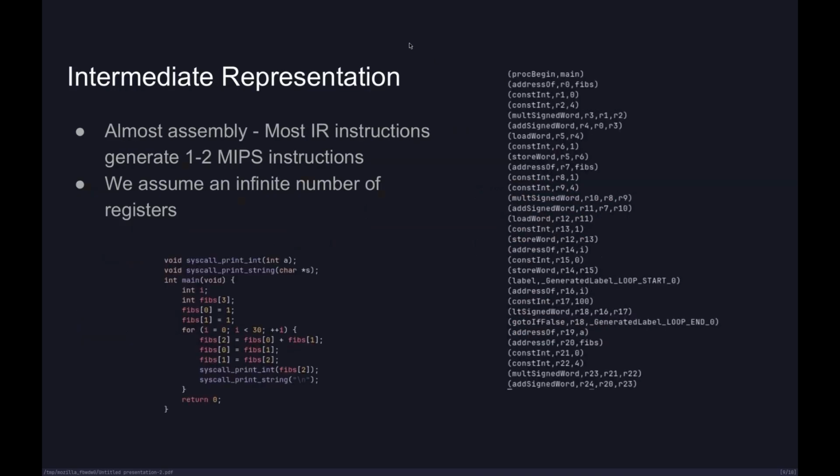All right, so next we have intermediate representation. This is almost assembly. Most IR instructions generate maybe 1 or 2 MIPS instructions, but also there are a few key differences in the actual code. So for IR, we assume an infinite number of registers. This is to help make optimizations a little bit easier to perform, but obviously in MIPS, we only have 32 or 18 registers to work with, and so this is impossible. The other difference is that we're still referring to variables by their names, and variables don't have names in MIPS. You just have stack offsets, so this is not allowed.